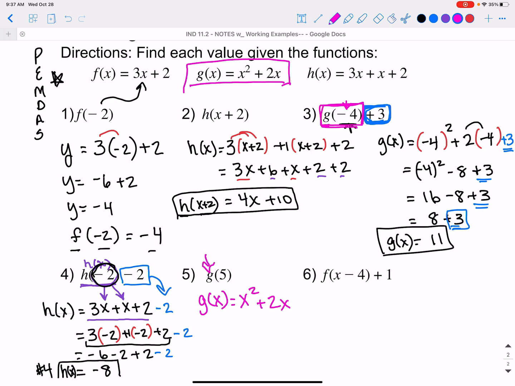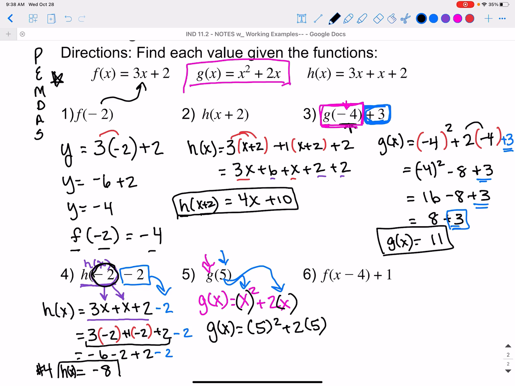Now my ingredients here are a 5. So what that means is everywhere, on the right side of my equal sign, everywhere where I see an x, I'm going to plug a 5. Okay? So what's that going to look like? It's going to look like my g of x, remember to use your brackets. So it's going to be 5 squared plus 2 times 5. Okay, everywhere where there was an x, I plugged the ingredients of a 5 in.